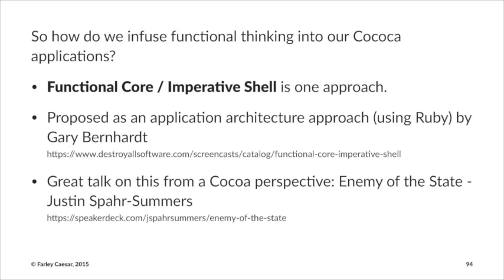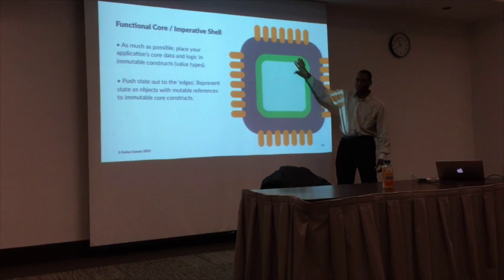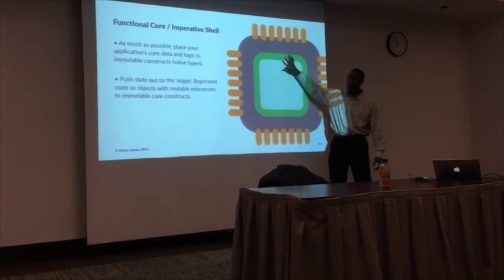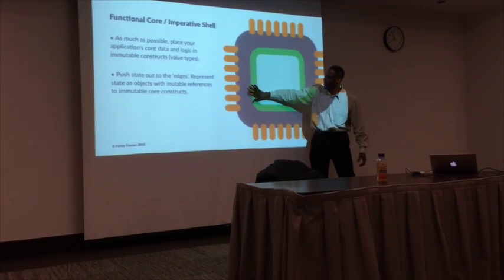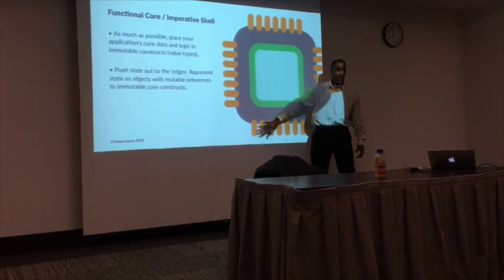There's a great talk on this from a Cocoa perspective called Enemy of the State. Justin Spahr-Summers from GitHub, who I guess Rob Rix works with, did this talk, and it's really good. But really what you're doing, and Andy Matuschak talks about this, is you're playing a game with yourself where you try your best to make as much of your application as purely functional as possible, right? So this nice, pure world that just works nicely. And then as you get out to the edges, that's where you're dealing with that imperative outside world.